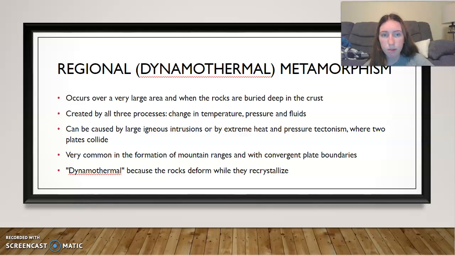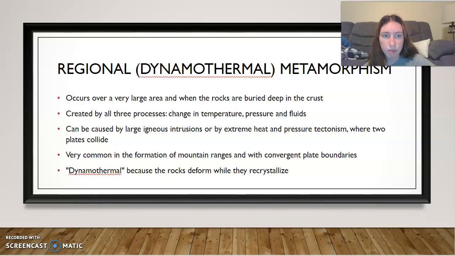And so regional metamorphism occurs over a very large area and when the rocks are buried deep in the crust. It is created by all three of the processes, so the change in temperature, pressure, and the movement of fluids is involved. It can be caused by large intrusions or by extreme heat and pressure from tectonism, so where two plates are colliding. And so this is very common in the formation of mountain ranges and with convergent plate boundaries.